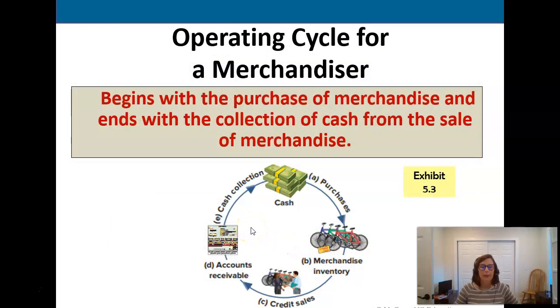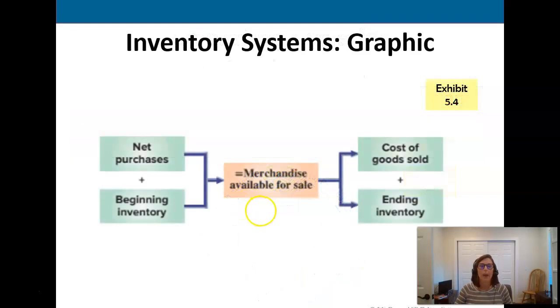The operating cycle for a merchandiser starts with the merchandise that we buy from wherever it is that we get it from. We then sell it to somebody else, we bill that person, we have to collect that money, and then we turn around and invest more money in merchandise. And so that's kind of the circular nature of a merchandising company.